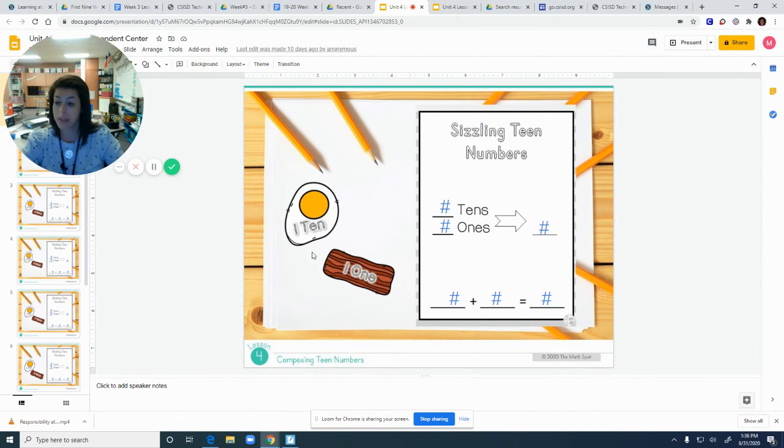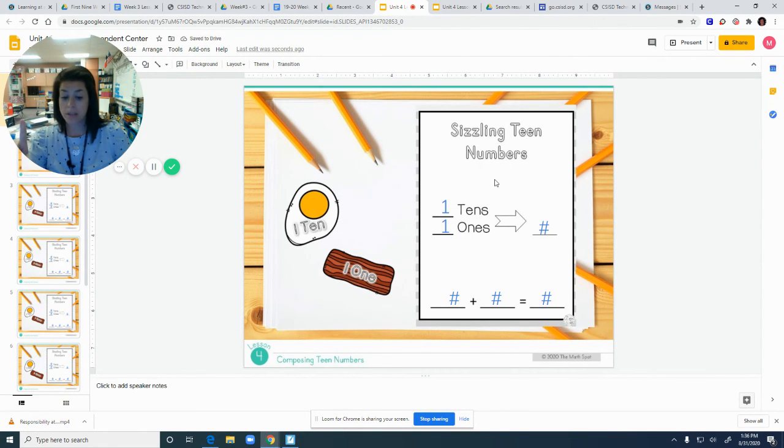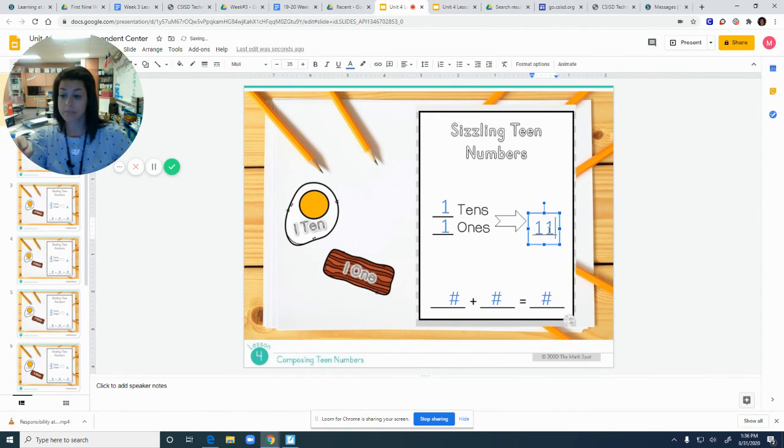So they're asking, how many 10s did we have? We had one. We had 1 ten because there's one egg. Well, how many 1s do I have? I have 1. So when I put them together, 1 ten and 1 one gets me to 11. Let's put that in a number sentence. 1 ten is worth 10. 1 one is worth 1. So 10 plus 1 equals 11.